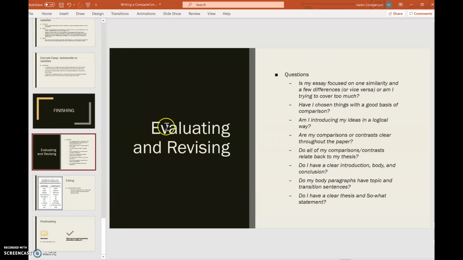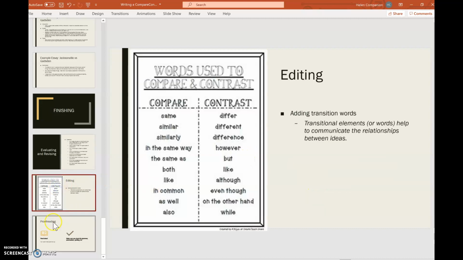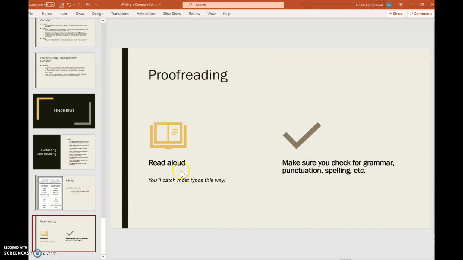So here are some questions you might ask yourself for evaluating and revising. Again, these are in the booklets as well, along with some editing. And remember to proofread, please. A lot of points are taken off.